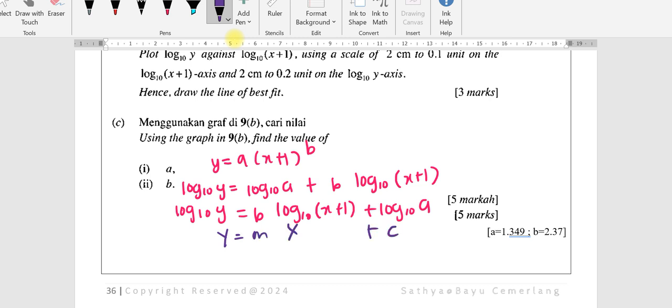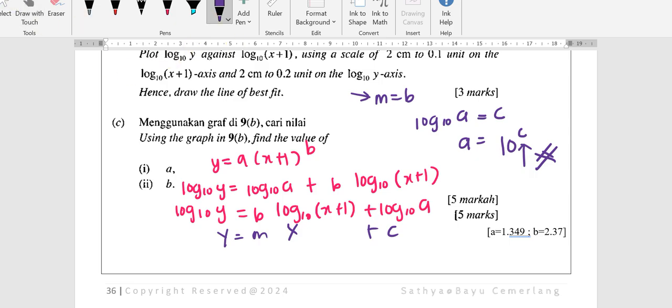To find the value of b is easy. The gradient is b, so just substitute the gradient and you get your b. To find a, log 10 a is actually c. So how to find a? The 10 you bring here and the c becomes the power. Substitute your c with your y-intercept value.